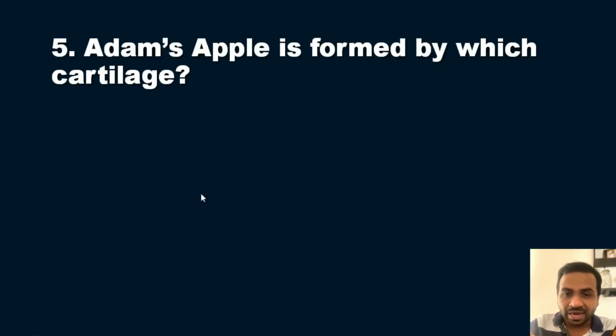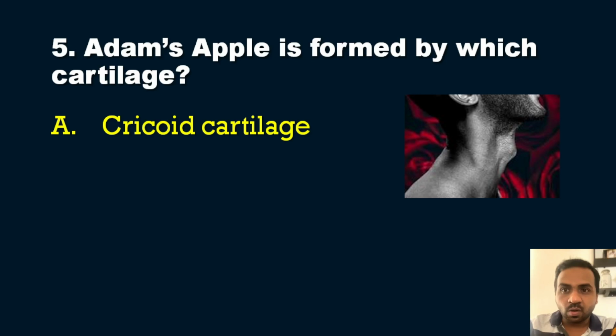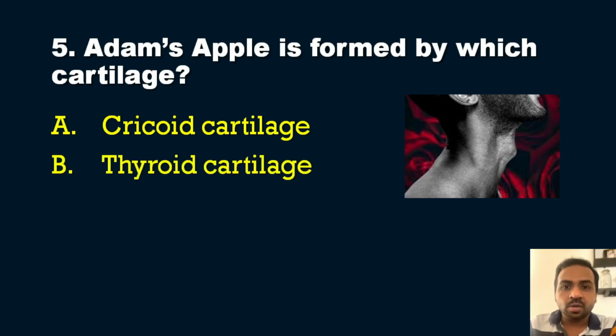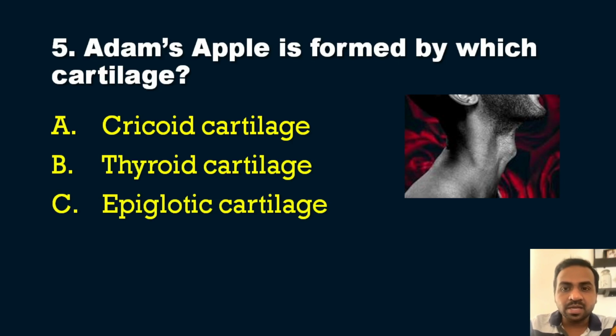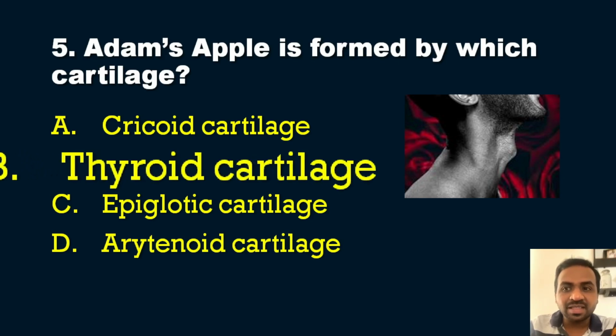You know about the Adam's apple. So this is the Adam's apple. This Adam's apple is formed by which cartilage? The options are option A cricoid cartilage, option B thyroid cartilage, option C epiglottic cartilage, and option D arytenoid cartilage. These are the cartilages that you can see in the neck region of our body. So the answer for this question is option B, that is thyroid cartilage.